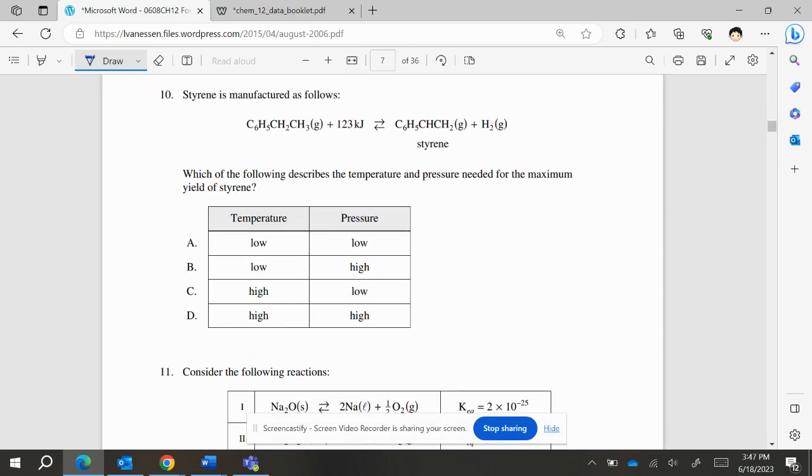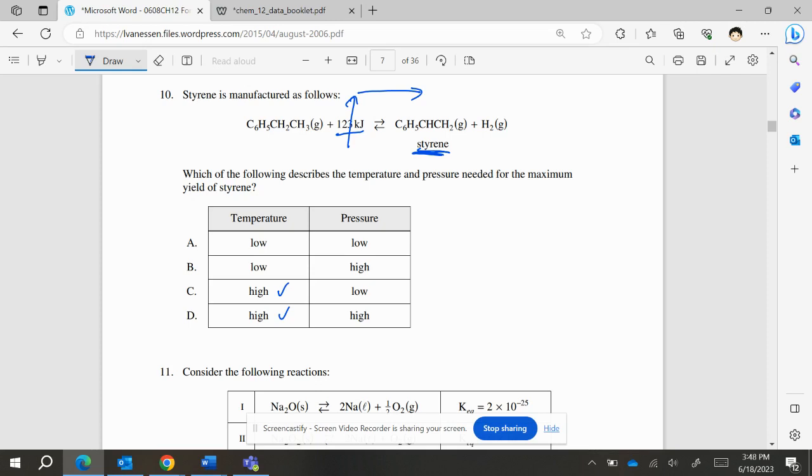Styrene is manufactured as below. We have some energy right here. Which of the following describes the temperature and pressure needed for the maximum yield of styrene? So we want to make this stuff right here. So we want it shifting to the right. So if we increase the temperature, that'll make it shift to the right. So the first thing we should say is that we want to have a high temperature.